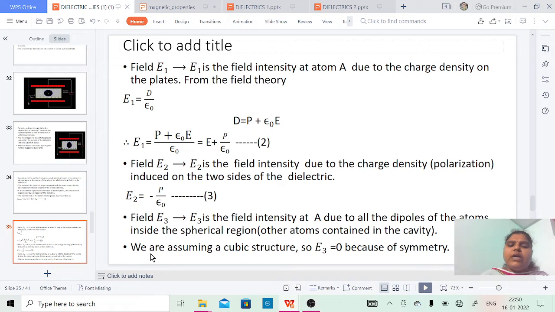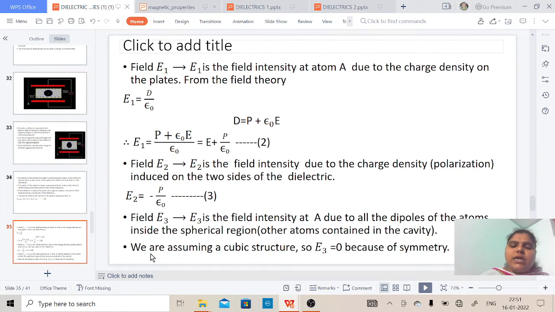Field E2 is the field intensity due to the polarization charge density induced on the two sides of the dielectric. So E2 equals minus P by epsilon naught. Field E3 is the field intensity at A due to all the dipoles of the atoms inside the spherical region, that is the other atoms contained in the cavity.